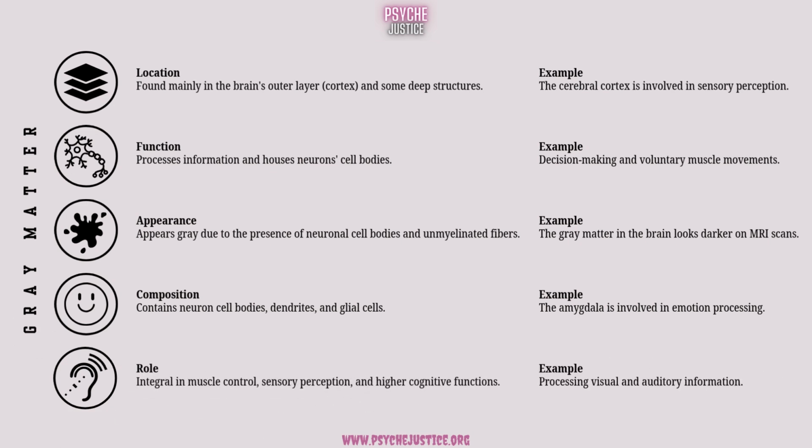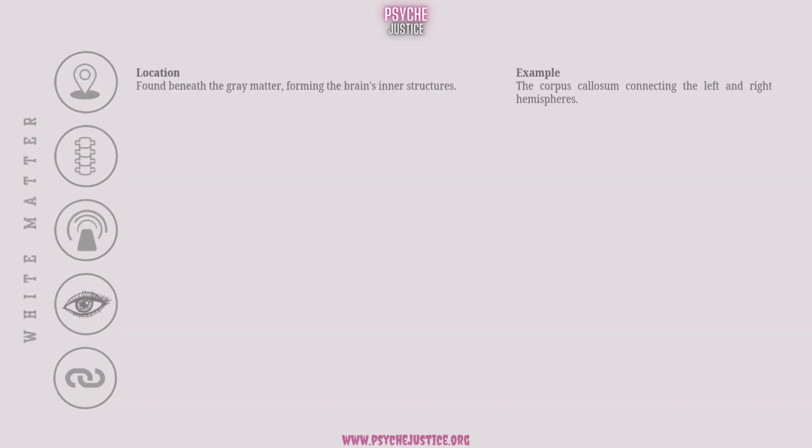Gray matter is integral in muscle control, sensory perception, and higher cognitive functions. For example, processing visual and auditory information. White matter is found beneath the gray matter, forming the brain's inner structures. For example, the corpus callosum connecting the left and right hemispheres.